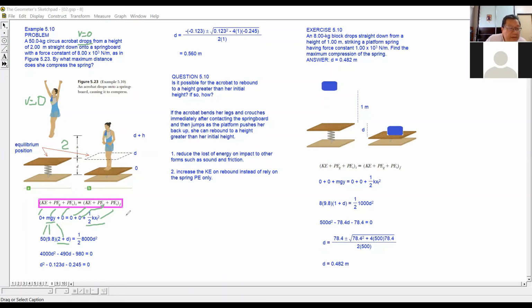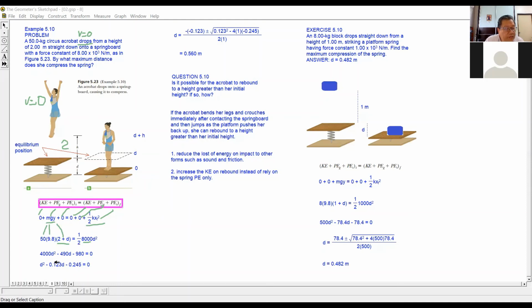And finally, the spring potential energy, half k x squared. Half k is 8,000. Then the d is the compression of the spring, d squared. But it becomes a quadratic equation. When you rearrange the equation, it becomes a quadratic equation. So this quadratic equation, you have to solve using the formula.